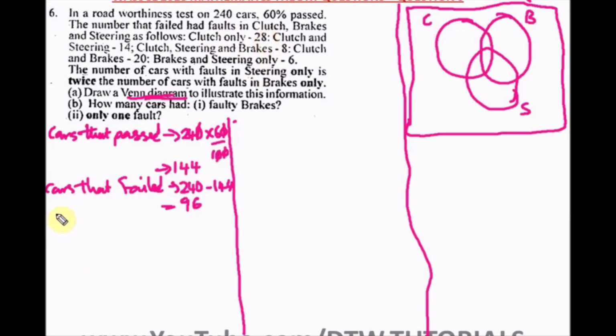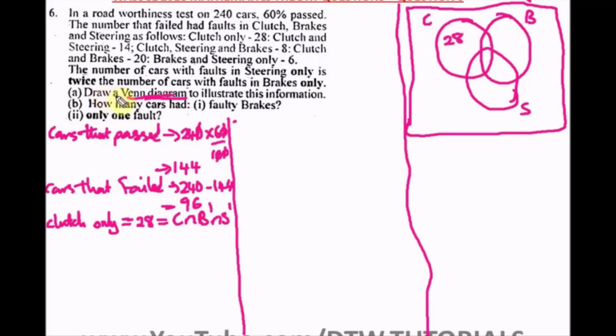So the question says clutch only is 28. You're going to state it down: clutch only is equal to 28. The symbol that represents clutch only on a Venn diagram in set is C intersection B prime intersection S prime. That is clutch intersection not brakes and not steering fault. So we have clutch only, and you are going to write 28 here. This part of the circle represents clutch only, and it will give us 28.